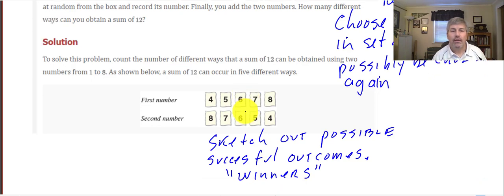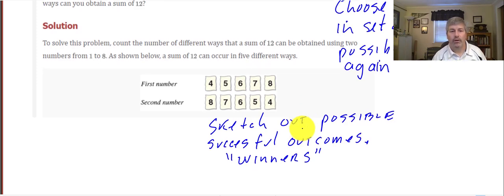We show here the number of ways we can get a sum of 12, and there are 5 different ways. Sometimes we would call these the winning possibilities or the winners.